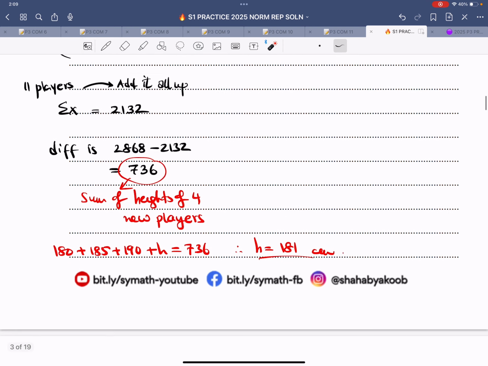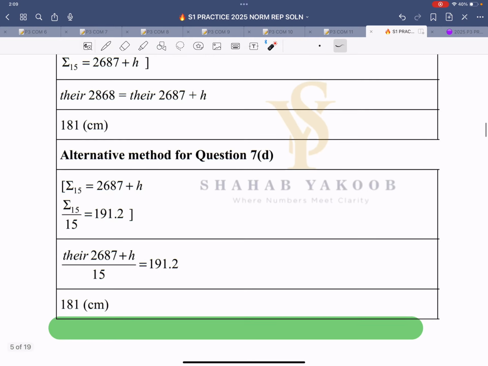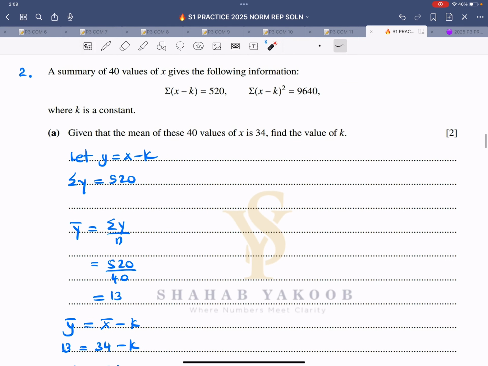Pretty basic stuff. Now let's move to question number 2. It says a summary of 40 values of x gives the following info. Sigma (x minus k) is 520. Sigma (x minus k) whole squared is 9640, where k is a constant.